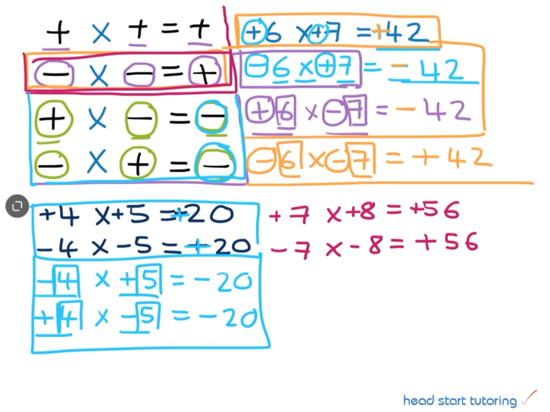Right, so negative 7 multiplied by 8, or multiplied by positive 8, it doesn't matter, will give us an answer of negative 56 because our signs are different. We are going to get a negative result. And if we say 7 multiplied by negative 8, we again get an answer of negative 56 because our signs were again different.